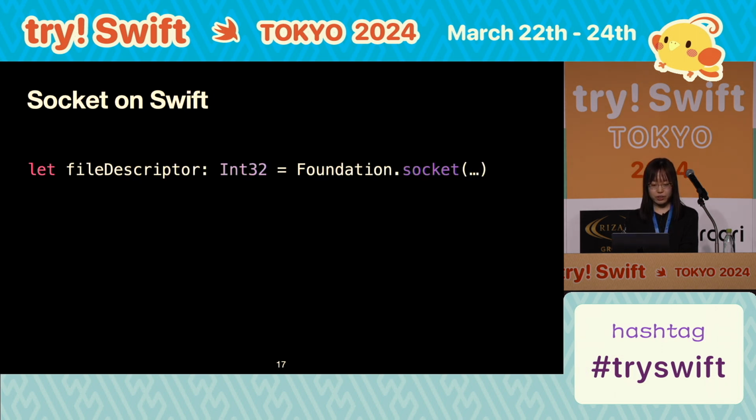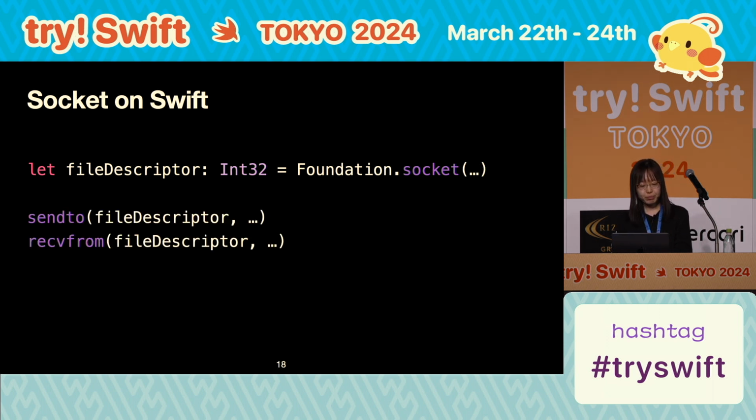How can we use sockets? Sockets are treated much like files. In Swift, you can use a socket simply by importing Foundation. First, the socket system call returns a positive Int32 value. This is a file descriptor pointing to a created socket. This positive value allows messages to be exchanged. Socket system calls require this Int32 value.